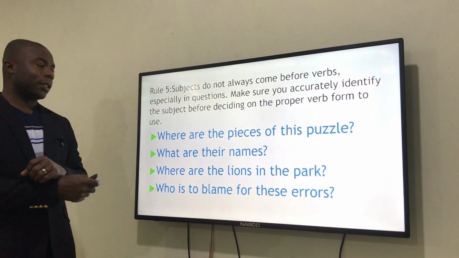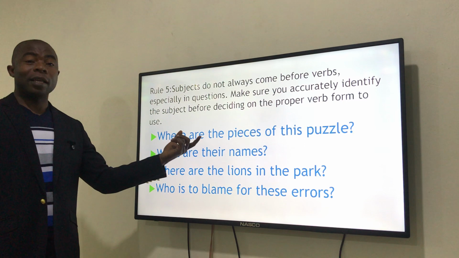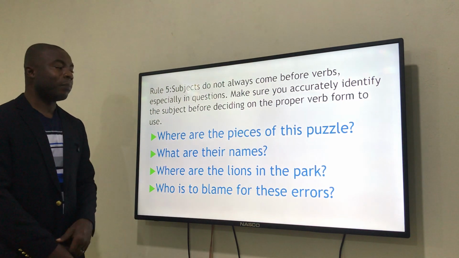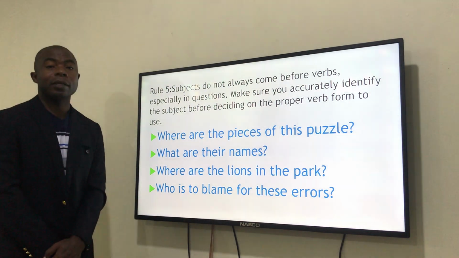If we reverse it and the subject were "the piece," this verb will be "is." So, where are the pieces of this puzzle? Or, where is the piece of this puzzle?